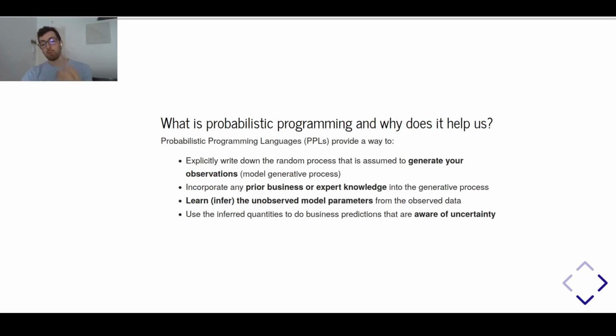And then the most important thing, after you explicitly specify how you assume you generate these observations and encode the prior knowledge, is that they can backtrack this generative process from the observations, which are the things that you know, onto these properties of variants or whatever it is that you assume were conditioning your observations. And this process of learning the unobserved model parameters from the observed is called inference.